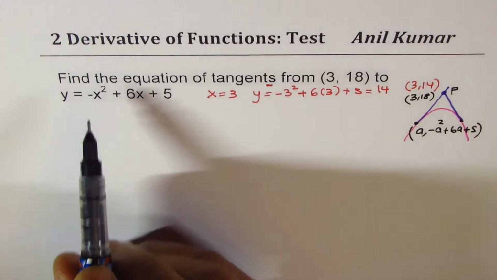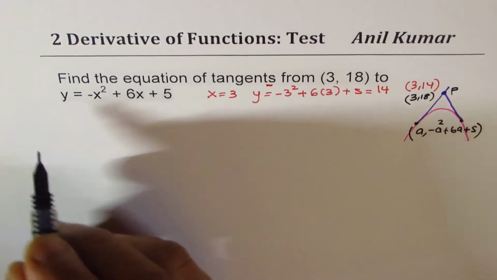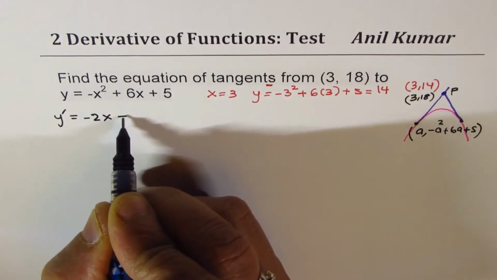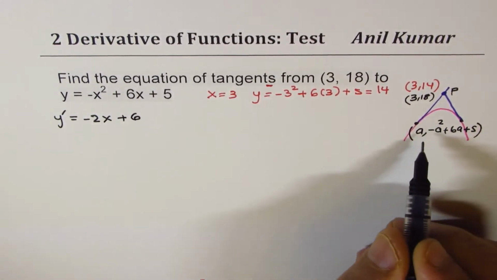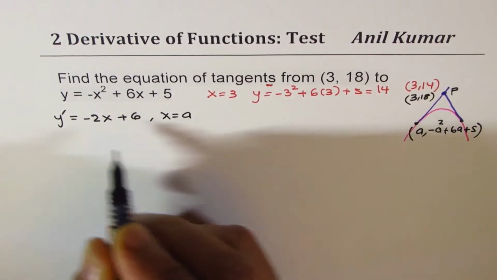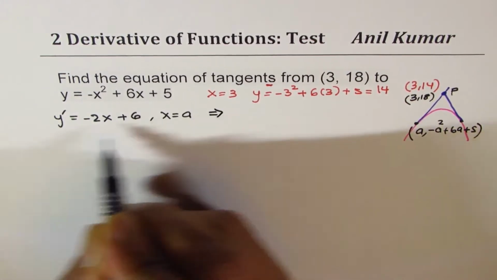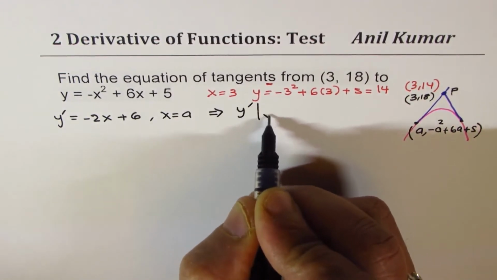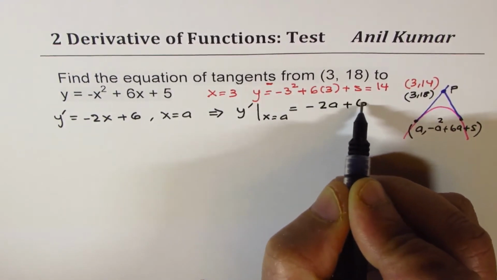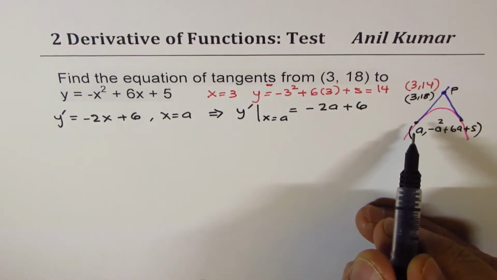Now the strategy here is, we are given the equation of the function, which is a parabola. Let's find the derivative. The derivative of this function is minus 2x plus 6. Now at x equals a, y dash at x equals a is going to be minus 2a plus 6, correct? That is one thing. So the derivative basically is the slope of the tangent line.